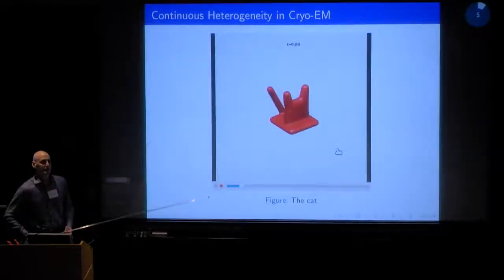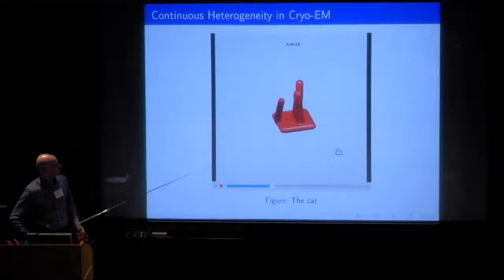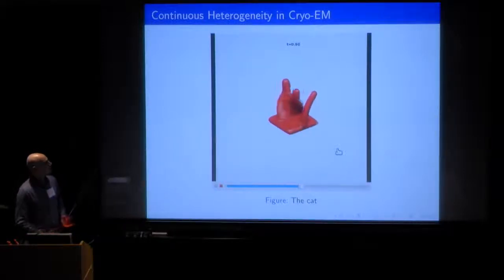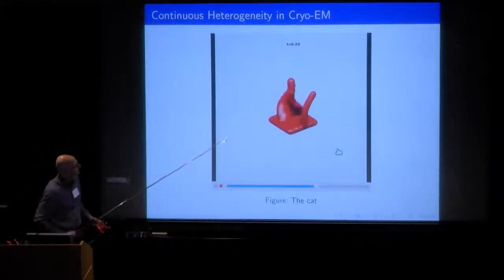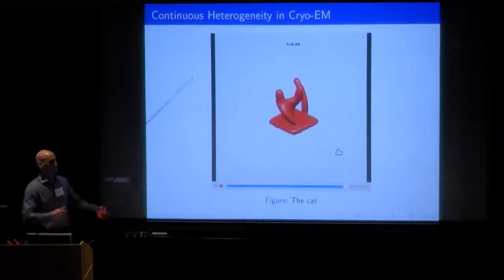And the problem, like I said, I'm more interested in the continuous heterogeneity problem. So that's an example of continuous heterogeneity. We have this cat, and it's turning its head, also turning its tail a bit. And we want to figure out what's going on there.